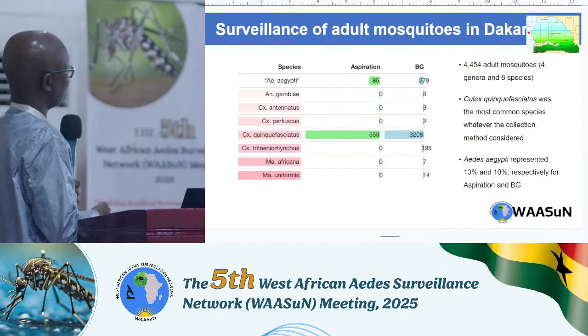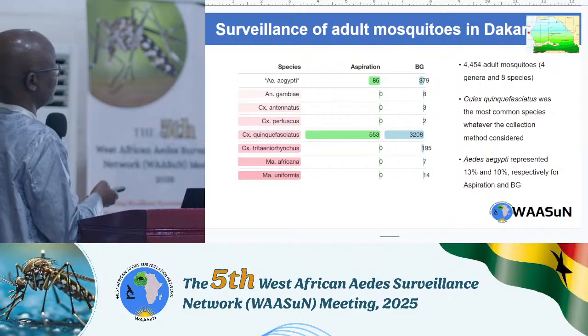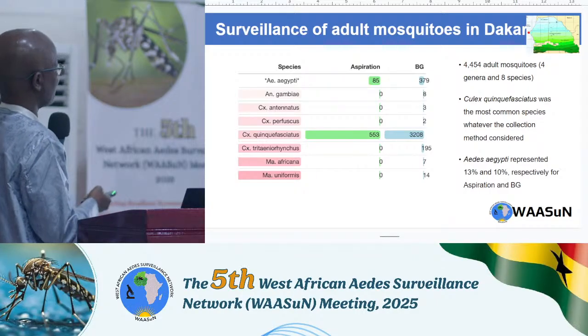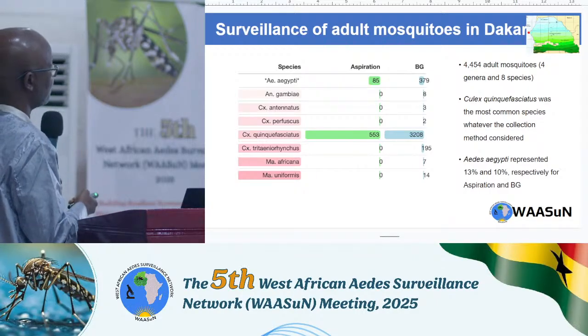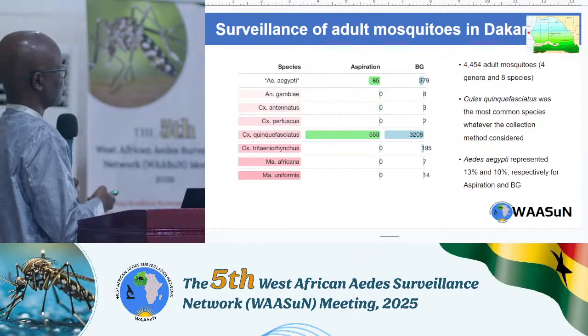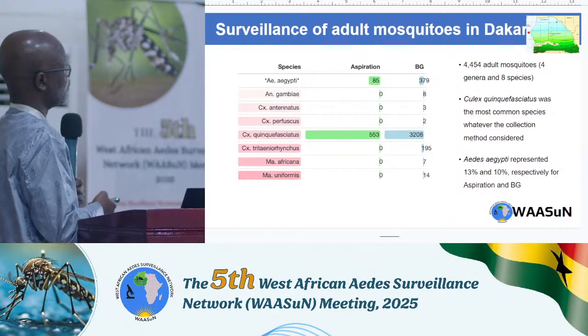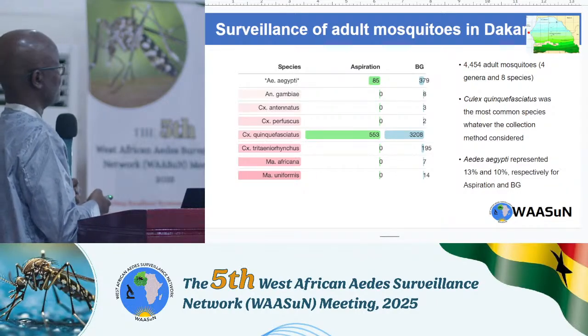And the same observation was made in Anyam, in the eastern part, where about 20,000 adult mosquitoes were collected, with 17 species and 4 genera.